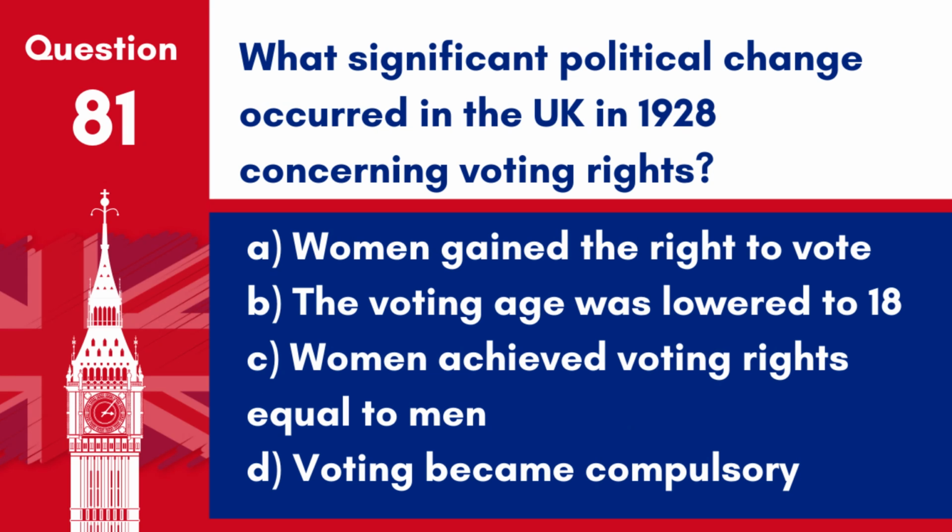Question 81. What significant political change occurred in the UK in 1928 concerning voting rights? A. Women gained the right to vote. B. The voting age was lowered to 18. C. Women achieved voting rights equal to men. D. Voting became compulsory. Answer. C. Women achieved voting rights equal to men. The Representation of the People (Equal Franchise) Act 1928 granted equal voting rights to women over the age of 21, aligning their rights with those of men.